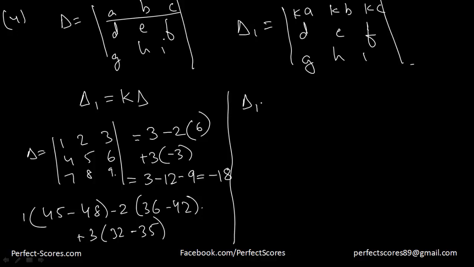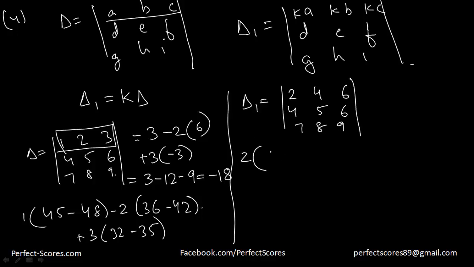Let's suppose we have another determinant wherein we multiply this row by 2. So let's suppose we keep it 2, 4, 6, and the rest of them we call 4, 5, 6, and 7, 8, 9. If we try to find the value of the determinant here, let's go ahead and do that. So this is going to be 4. This is going to be negative 4 into 36 minus 42. Then this is going to be equal to positive 6 into 36 minus 42. Okay, negative 6 is going to be 32 minus 35.